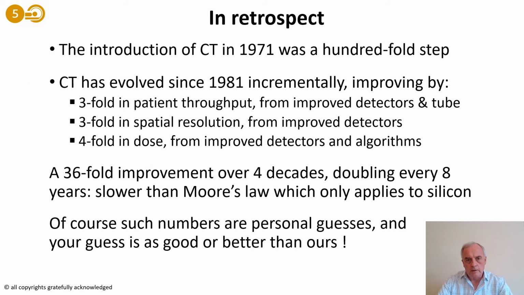When Godfrey Hounsfield launched CT scanning in 1971, he estimated that it was about a 100-fold step, 2 orders of magnitude, I think was how he put it. You could argue whether that was exactly right, but it was a very big step from the previous technology of plain X-rays. So what's happened since then?